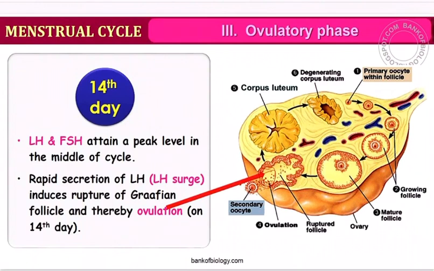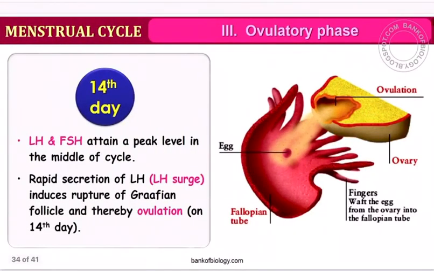So rapid secretion of luteinizing hormone induces rupture of graafian follicles. You can see here. So this is a precursor for ovulation. Once the graafian follicle gets ruptured, a functional ovum gets released. We call it the secondary oocyte. And ovulation takes place on the 14th day.